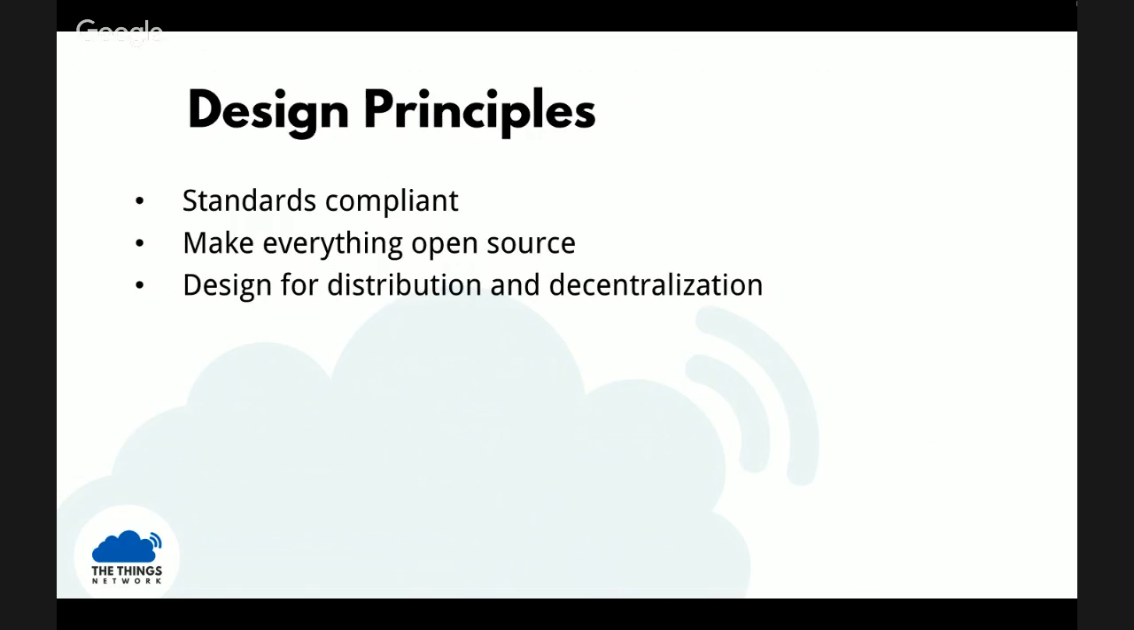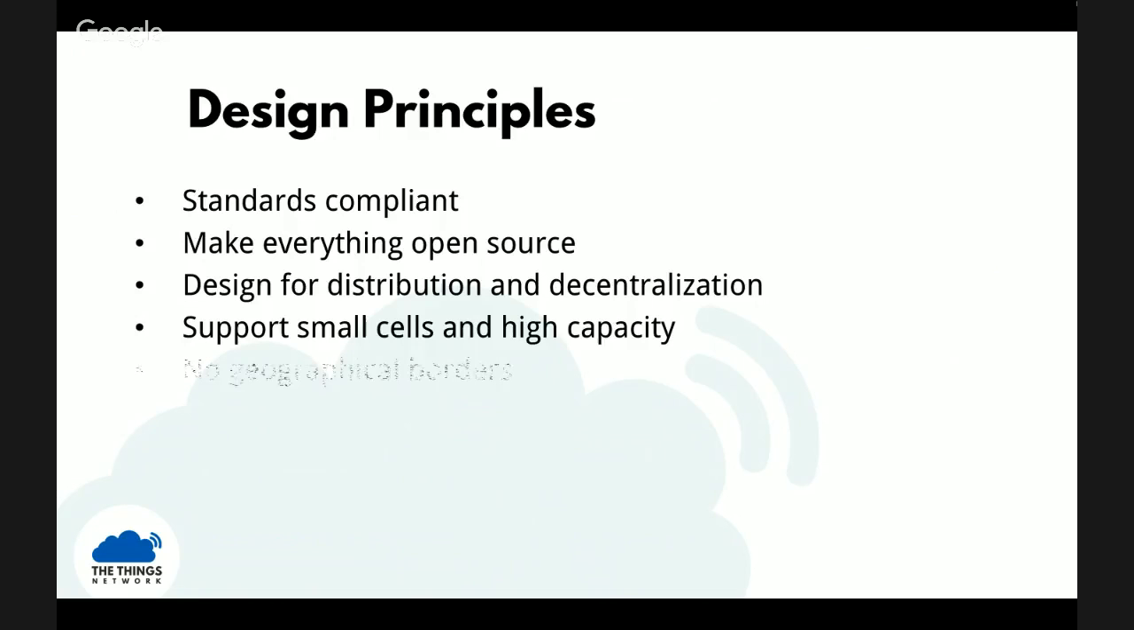So that means that The Things Network is not an operator. We build different components, open source, standards compliant, to set up the network. And ideally, the data will flow to the application using the shortest path and not necessarily through our infrastructure. We also support small cells and therefore a very high capacity, a very large number of devices. And there shall be no geographical borders.